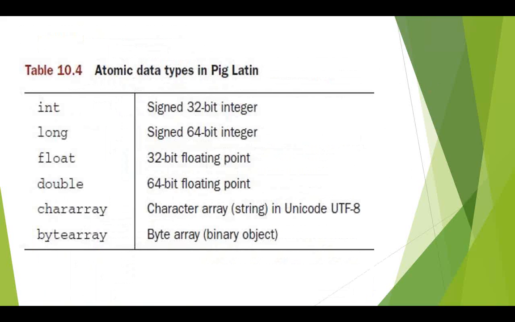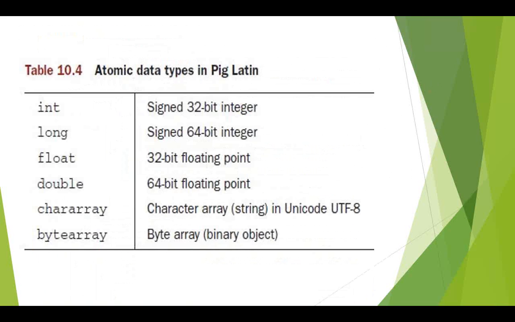Now we have a very familiar question: what are the different data types in Pig Latin? In C, Java, C++, .NET, each and every language has some data types. Similar to that, in Pig Latin we have some data types. So in Pig, we have int, which is a signed 32-bit integer. Long is signed 64-bit. Float and double are the same as in Java or C.